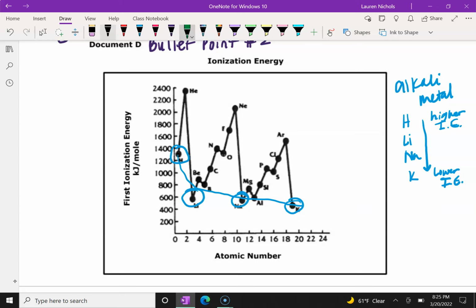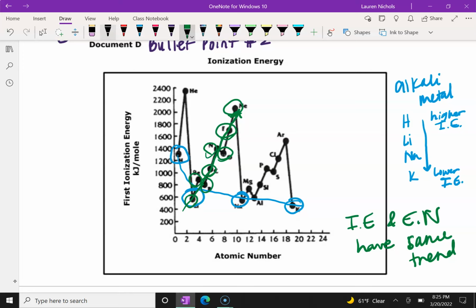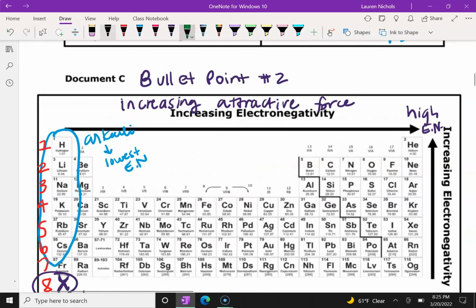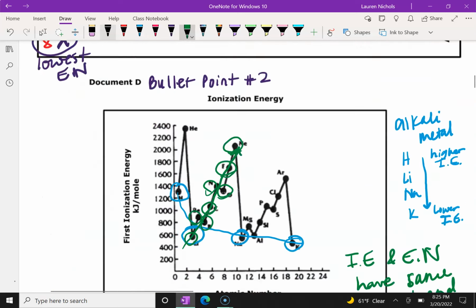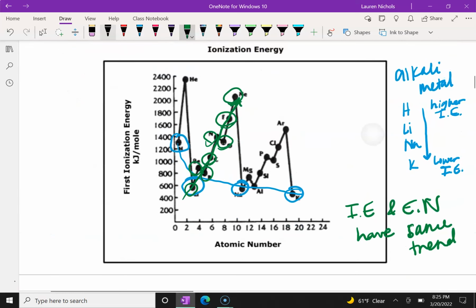And if we look at our rows, for example, we can see in row 1, lithium, beryllium, boron, carbon, nitrogen, oxygen, fluorine, neon. That's period number 2 or row number 2. We can see that it goes up. So that means that ionization energy and electronegativity have the same trend. They increase as you go across and as you go up the columns. So this same pattern is for electronegativity and ionization energy. And so we can use document C and D to pull out that pattern.